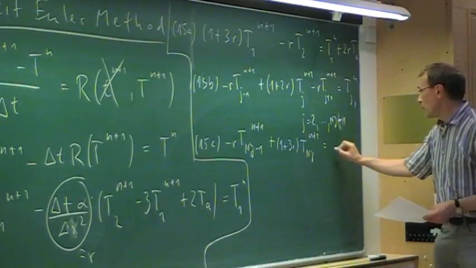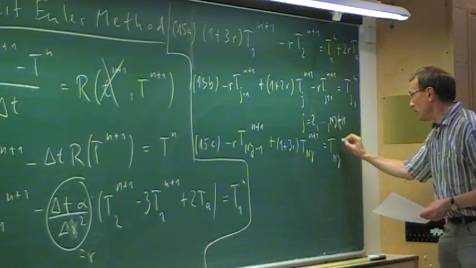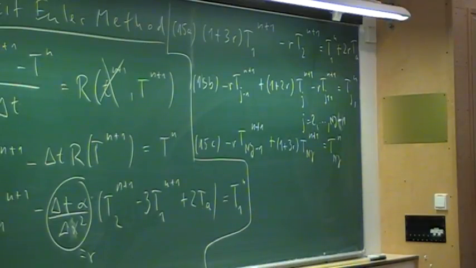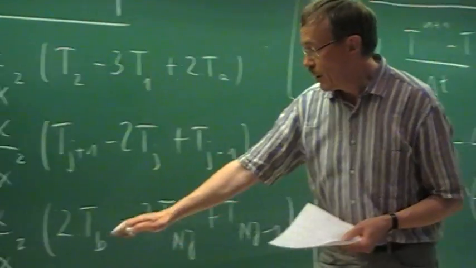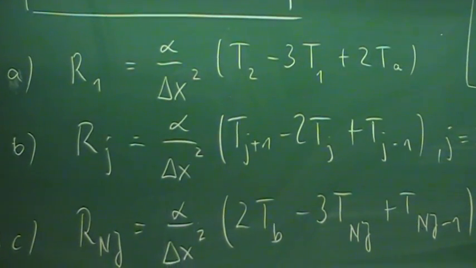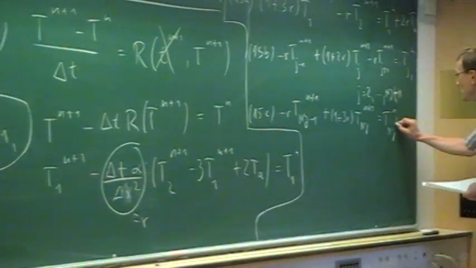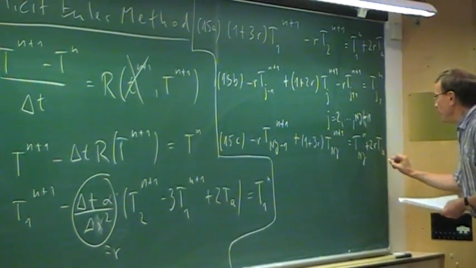on the right hand side we will have the old value at the old time level, and we will have the boundary condition, that is this guy here, and that will stay on the right hand side, so it gets a plus 2r Td.